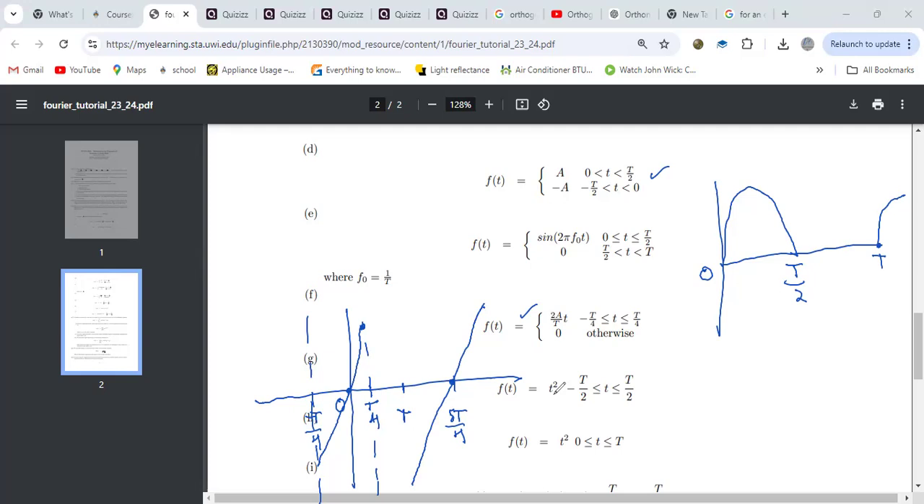So T squared is a quadratic, right? And this one is symmetrical.